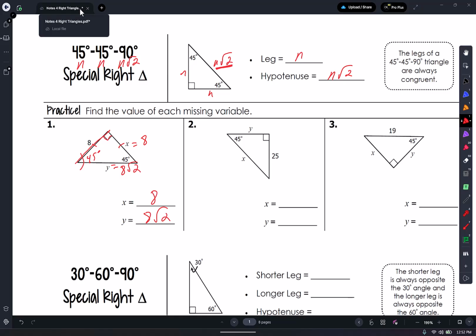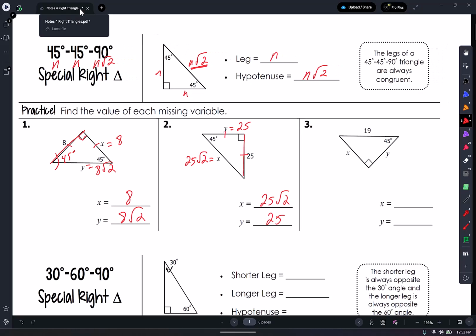Okay, cool. This one here, this leg is 25. That means this leg is also 25. So that means the hypotenuse here is 25 root 2. So under x, you're going to write 25 root 2. And under y, you're going to write 25. And I think that's it. There's nothing crazy going on there. How do we feel? Do you feel okay?